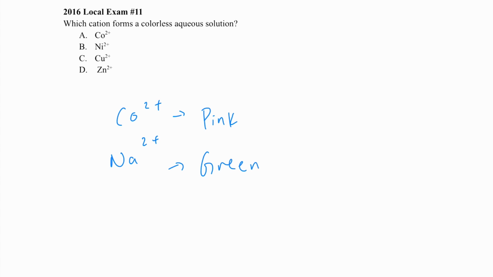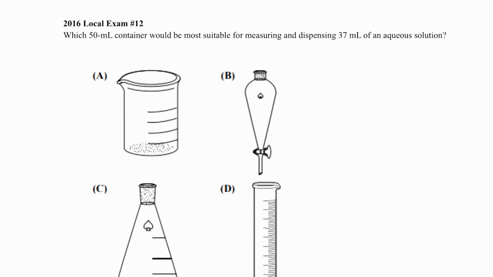I guess it doesn't really make sense to write all this in blue ink, but whatever. And copper 2 plus is going to be like this light blue. And zinc is colorless. So our answer here is D, sorry. A lot of the times whenever you're asked about colorless aqueous solutions, it's usually going to be zinc. For whatever reason, this test loves using zinc as its colorless transition metal. All right, let's look at the last one.